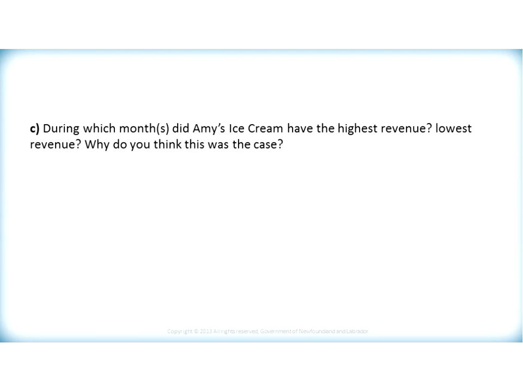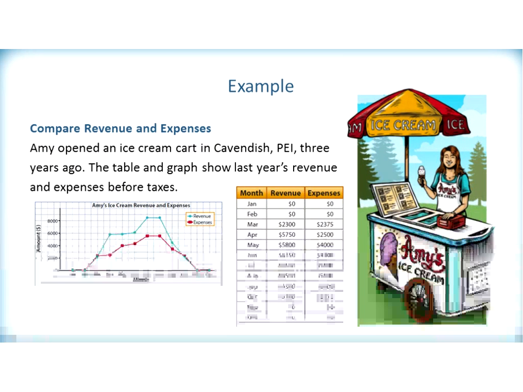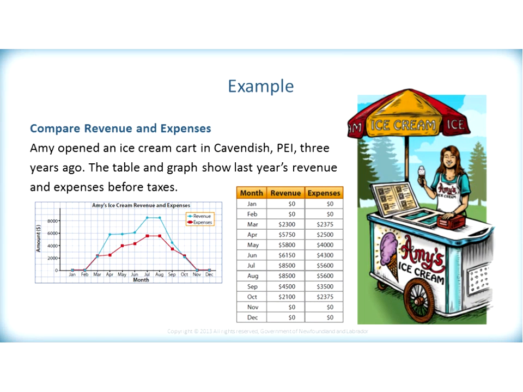So during which month did Amy's ice cream have the highest revenue? And in which month or months did she have the lowest revenue? And why do you think this was the case? If we go back to the original slide, we can see that she had the highest revenue in both the months of July and August. She had $8,500 each in July and August.